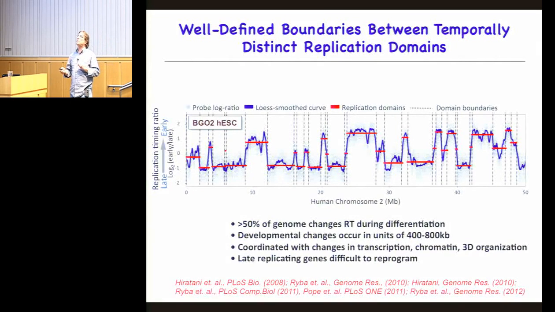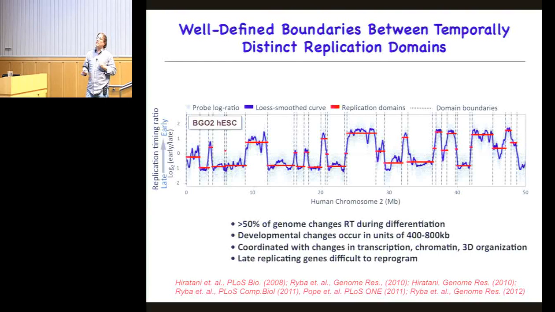But the other half of the genome is fairly constant. And these changes, when we see them, occur coordinately across units of 400 to 800 kb. And so while you can see these large multi-megabase domains that replicate at fairly similar times, those are made up of subdomains that you can reveal by differentiating cells and seeing them coordinately changing in their replication timing. So this was our first indication molecularly that there were really units of replication timing regulation. And these changes, we found, somewhat as expected, are coordinated with changes in transcription, chromatin, and then, as I'll show you, the three-dimensional organization of the genome.